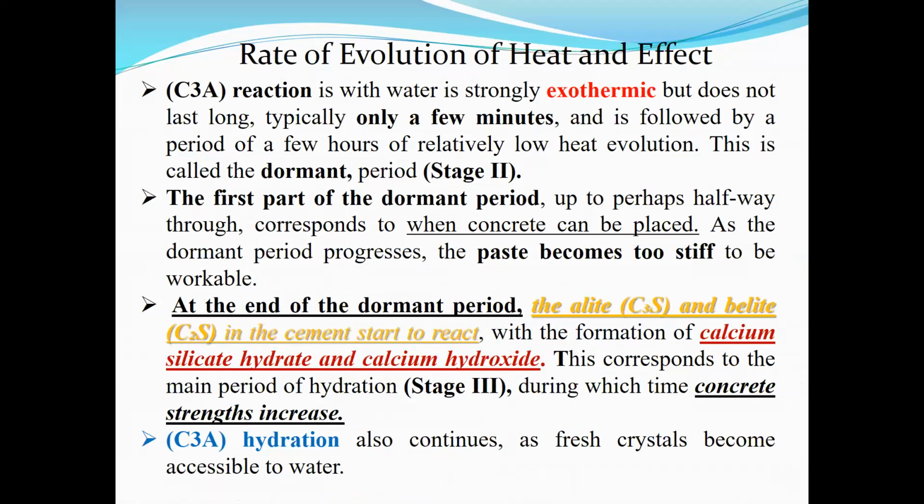Now, exothermic means production of heat and light. So here we will think about the heat. Due to the reaction of C3A with water, a huge amount of heat is produced, but it does not last long, typically only for a few minutes. And then it is followed by a period of a few hours of relatively low heat evolution. This is called the dormant phase or stage 2.